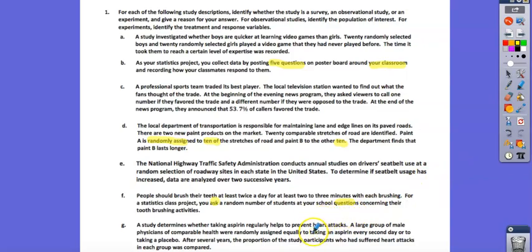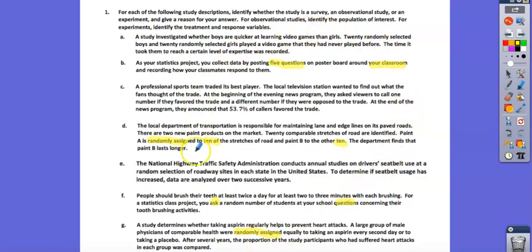Okay, let's look at this last one. A study determines whether taking aspirin regularly helps to prevent heart attacks. A large group of male physicians of comparable health were randomly assigned equally to taking an aspirin every second day or to taking a placebo. After several years, the proportion of study participants who had suffered heart attacks in each group was compared. This is definitely an experiment. The male physicians were randomly assigned to one of the 2 treatments. The treatment variable is the aspirin or no aspirin. The response variable is whether or not they suffered a heart attack.